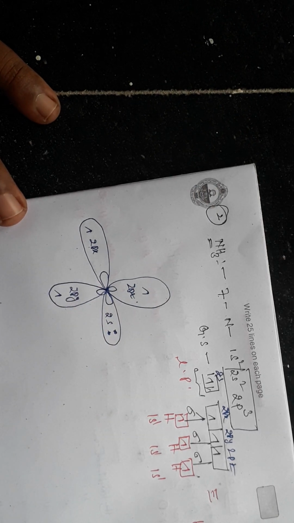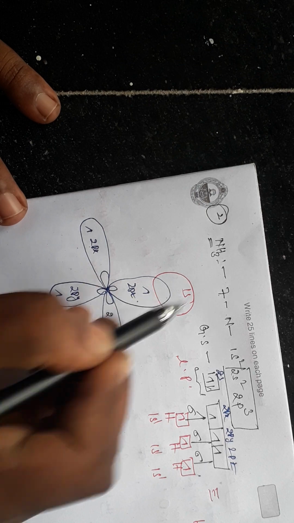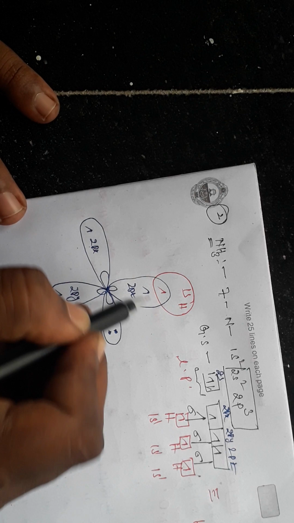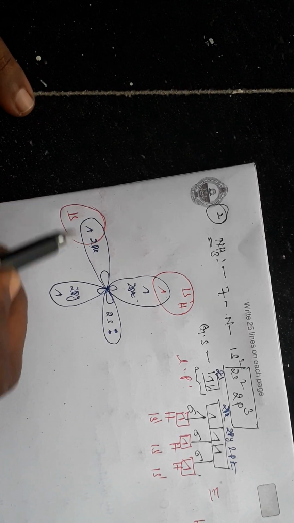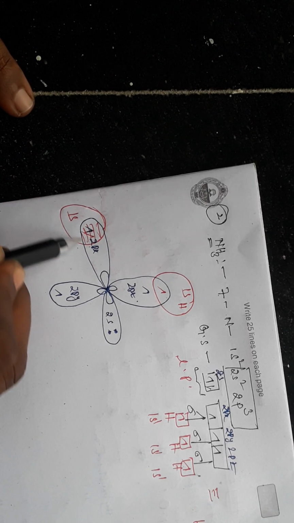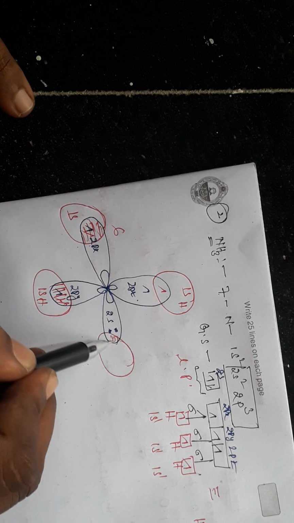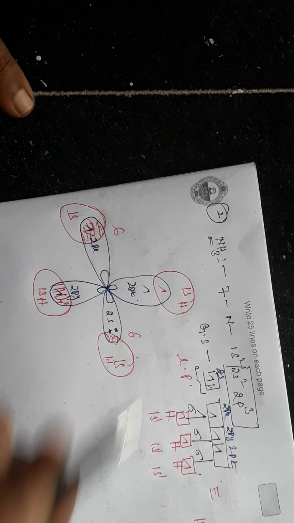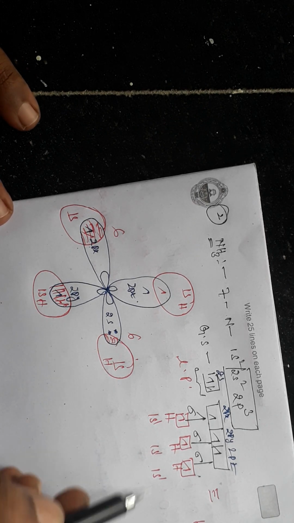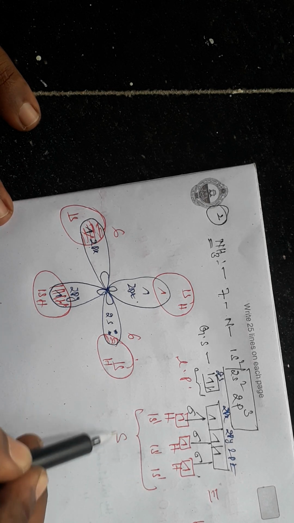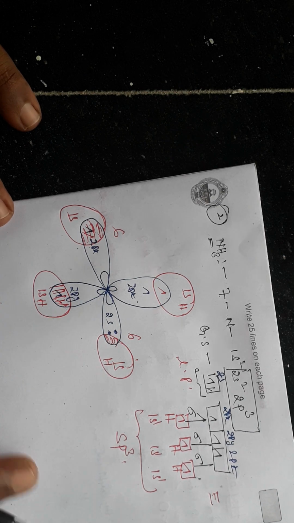Here the 1s orbital of hydrogen contains one electron and is intermixed with these orbitals. Here also the 1s orbital of hydrogen forms a sigma bond, and here also the 1s orbital of hydrogen forms a sigma bond. So the molecule has a lone pair of electrons. This is the structure with the lone pair, the bond angle, and the hybridization is sp3, which contains one lone pair of electrons.